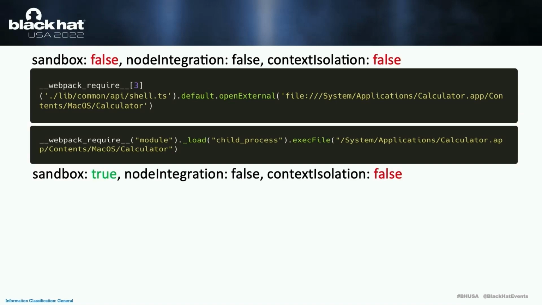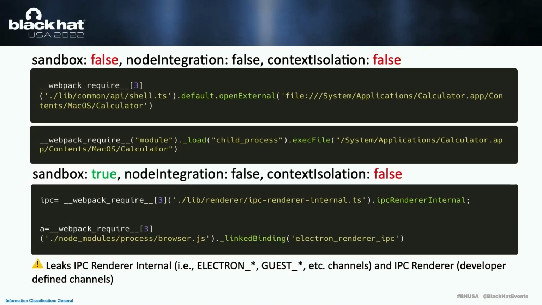For an example where sandbox is true, you cannot get access to the node primitives. But what you can do is leak Electron's IPC binding. So you can leak two IPCs, which are ipcRendererInternal and ipc, just for Electron's internal IPC. And then you can invoke multiple developer-defined IPC channels like OpenURL, which I showed you earlier. Or you can invoke Electron's internal channels like ELECTRON_* or GUEST_*.